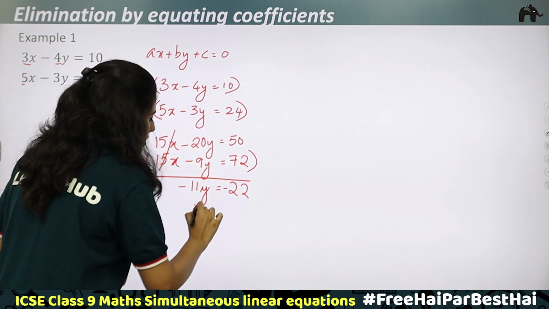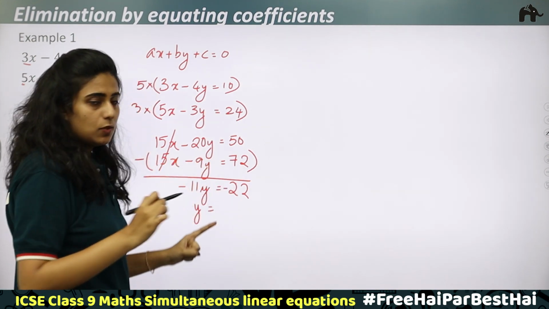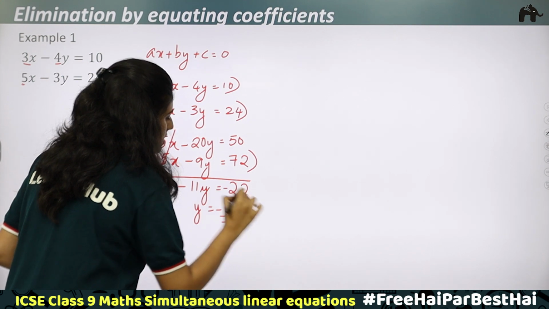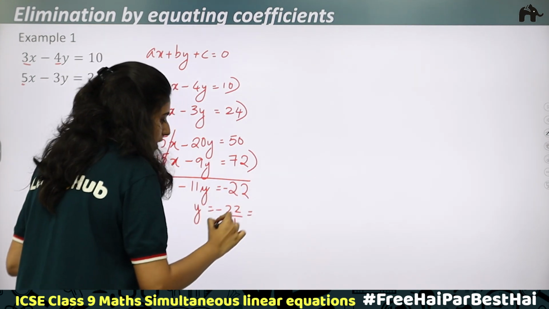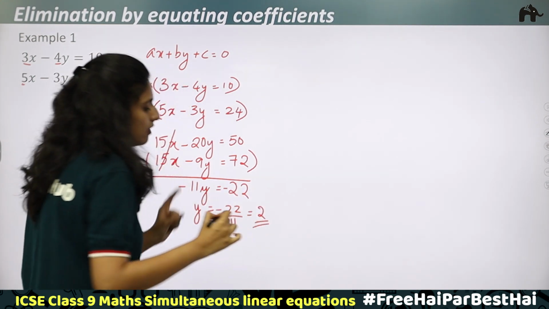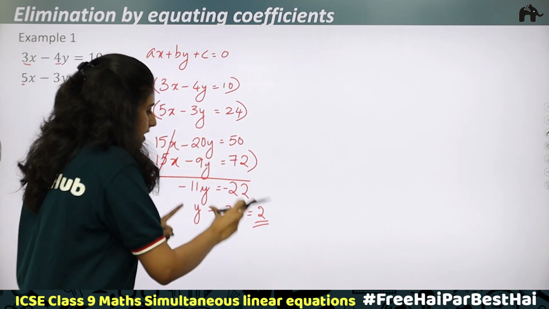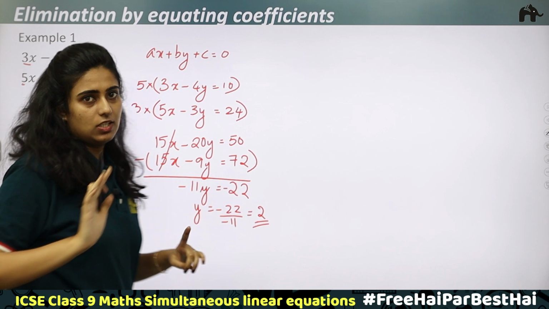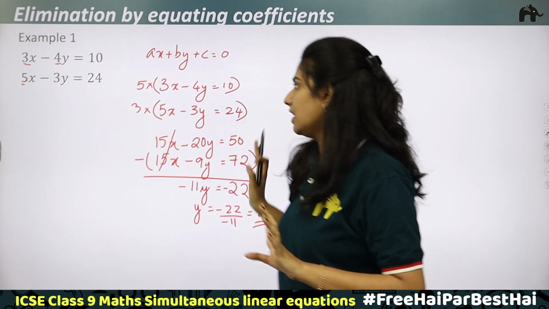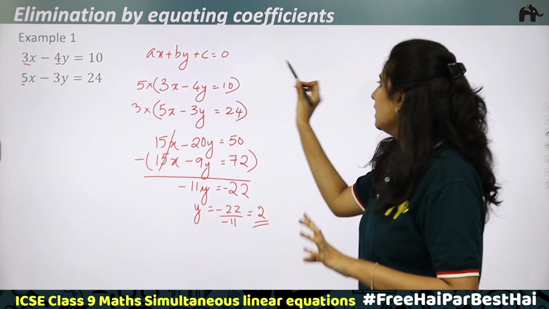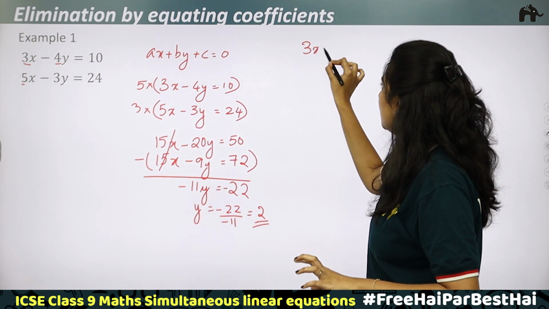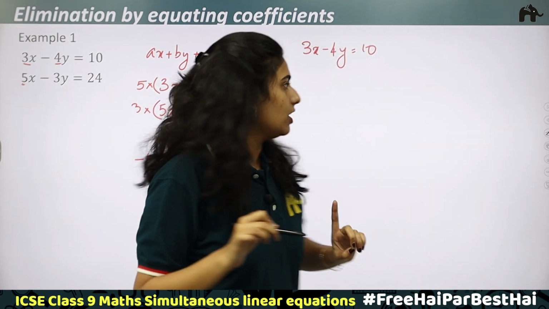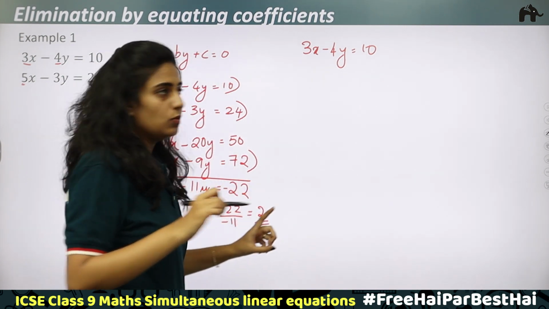Now, what is the y value? y will be equal to minus 22 divided by minus 11, and the negatives cancel, so we get 2. We got the y value. After getting the y value, you substitute it in either the first equation or the second equation to get the x value. Here, I am taking the first equation, 3x minus 4y is equal to 10. Substituting the y value, we have y is equal to 2.